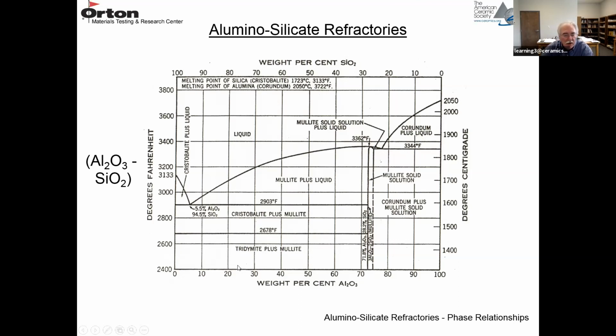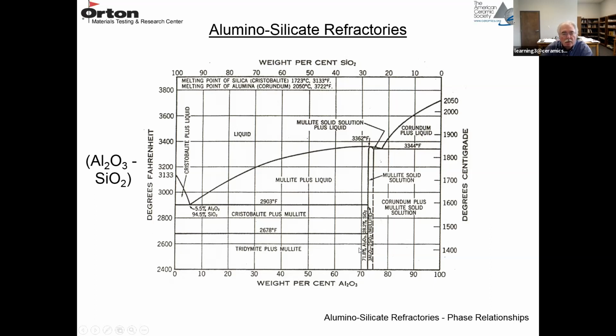So this diagram really lays out the whole alumina-silica system, and you can look anywhere on the system, see where your material melts, and then once it melts, you can use lever rules to see how much liquid forms in these two-phase regions that contain liquid.